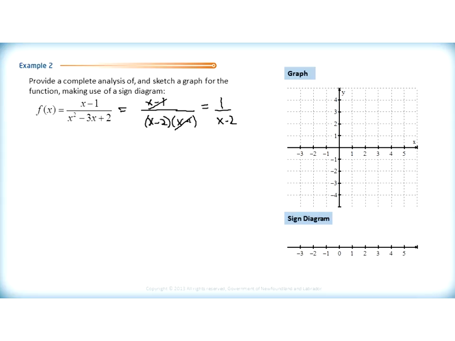So let's get all the important information. First things we should be able to find here. We're going to have a vertical asymptote at x equals positive 2 because of this factor. We're going to have a point discontinuity.